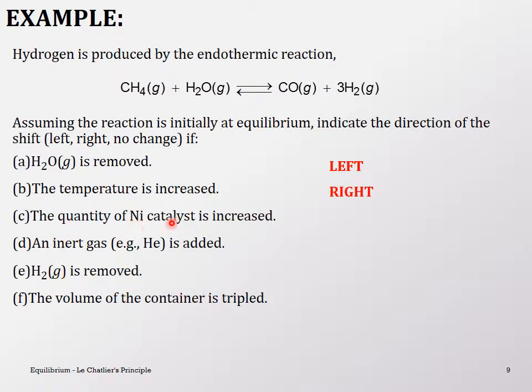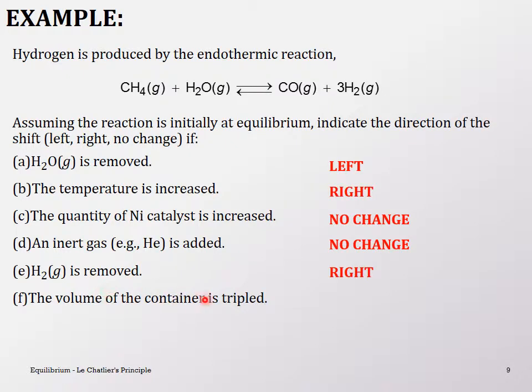The quantity of nickel catalyst is increased. I can't even see it, but it doesn't matter because it's a catalyst, which means no change. An inert gas is added. Again, with inert gas, it's going to add on both sides, since this is the whole reaction vessel, so again, no change. Hydrogen gas is removed. Hydrogen gas is a product. If you remove this, then all of these reactants are going to compensate by forming more product, which means it moves to the right.